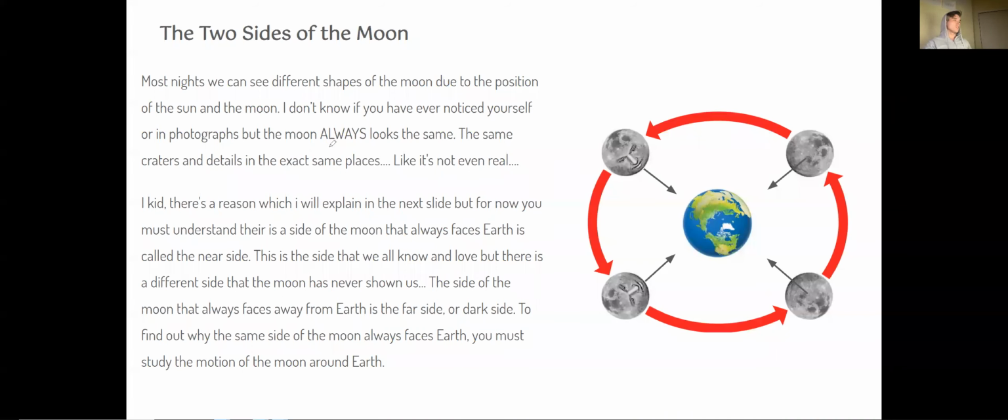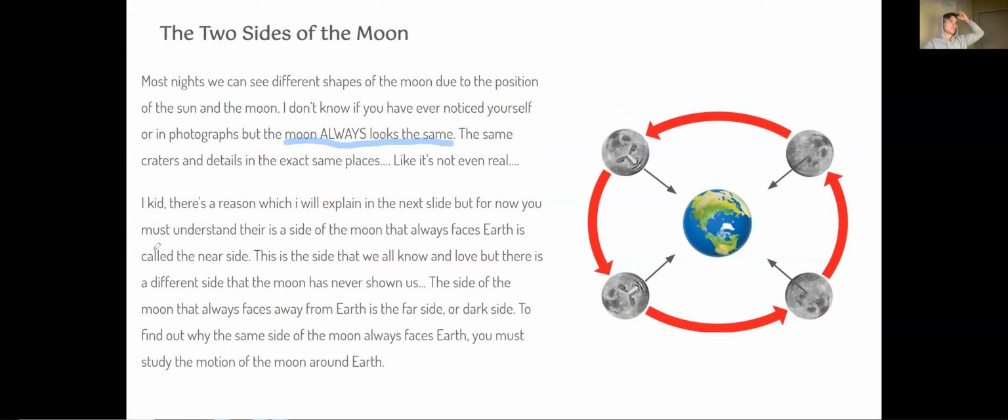All right. So I don't know if you've always noticed, but the moon always looks the same. Always. If you ever see it in pictures from Earth or if you see it in the sky, it always has the same craters in the exact same places. Always. And there's a very special reason for that I'm going to get into in the next slide. It's like it's not even real. I kid. There's a reason why, and we'll explain the next slide.